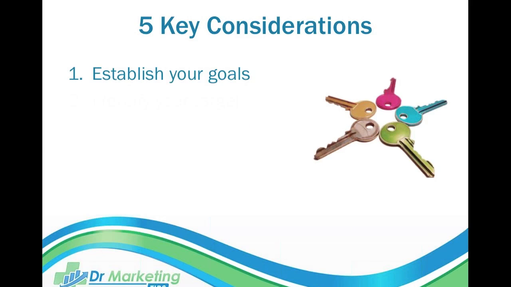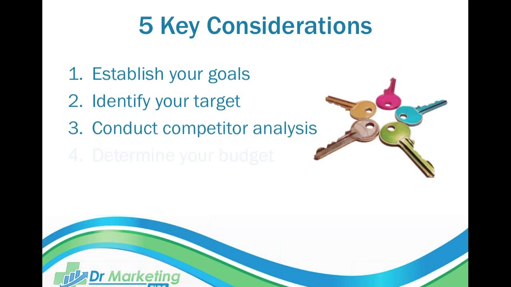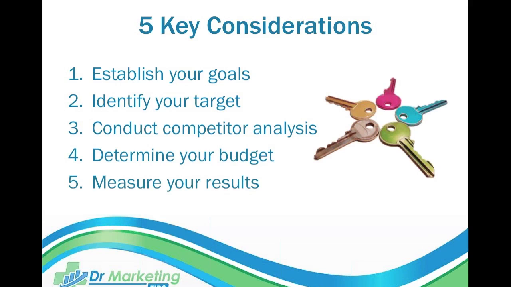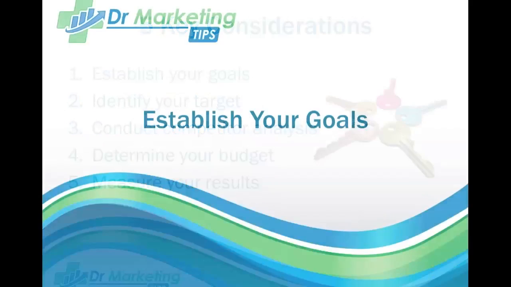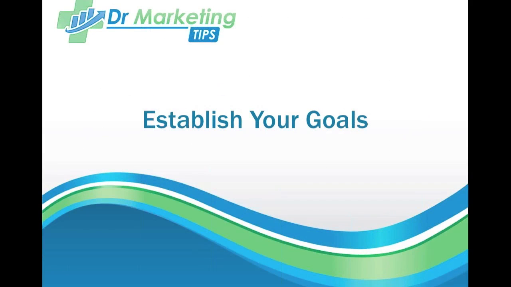The first one is how to establish your marketing goals, then how to identify your primary target, then what to do to conduct some competitor analysis, followed by how to determine your budget, and obviously how to measure your results and make sure you're doing it all right. All right, so let's talk first about establishing your goals.